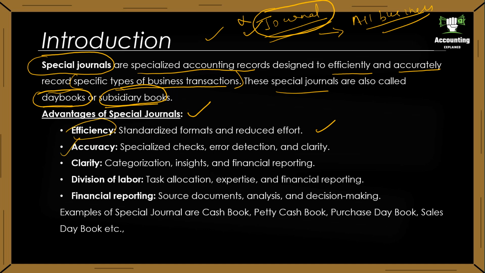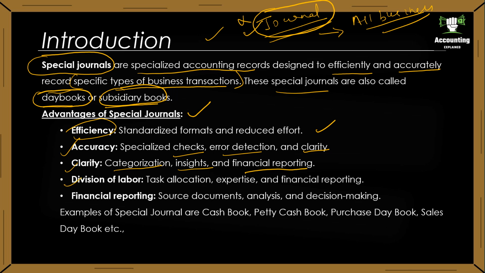Next, accuracy. Specialized checks, error detection and clarity is achieved. We are maintaining separate cash book. So it will be very accurate because we are going to see in that cash book only cash and bank transactions. So there will be accuracy in it. Clarity. Categorization will be easy, insights can be done and financial reporting can also be done in a jiffy.